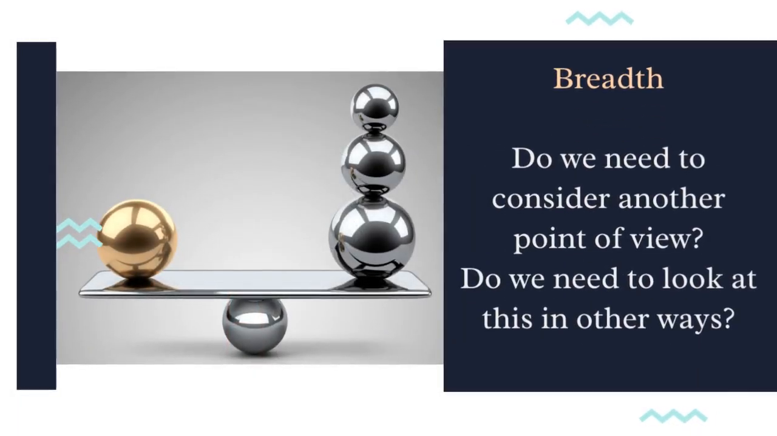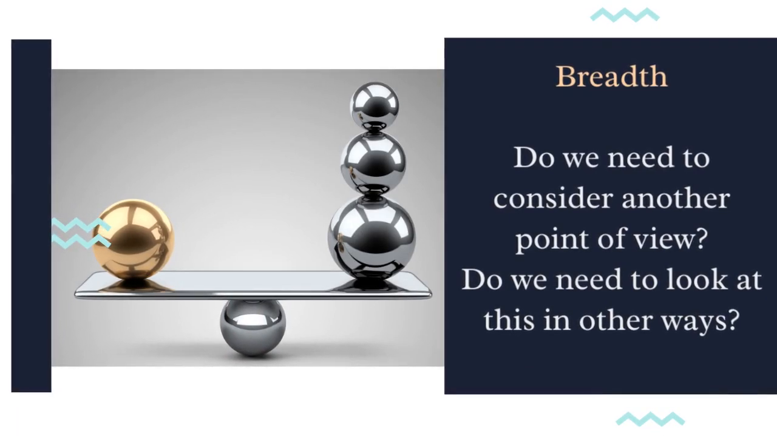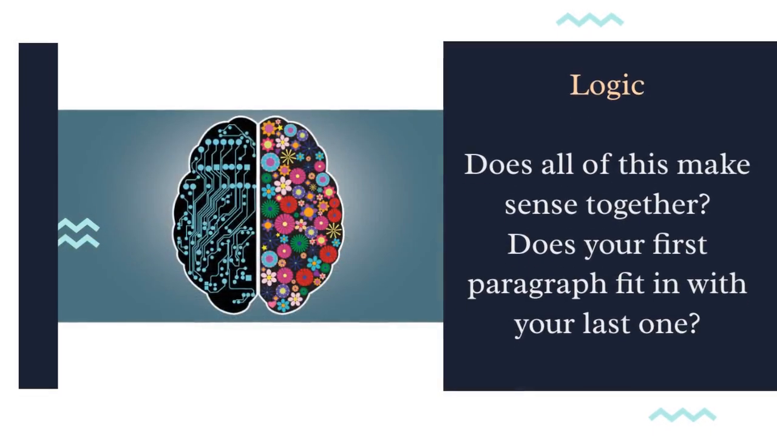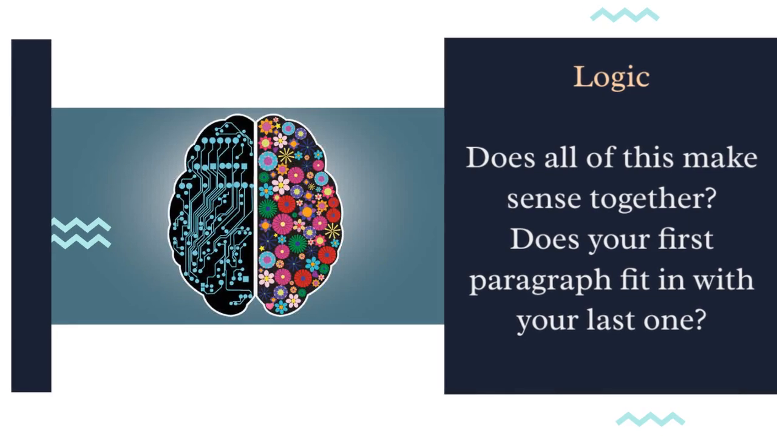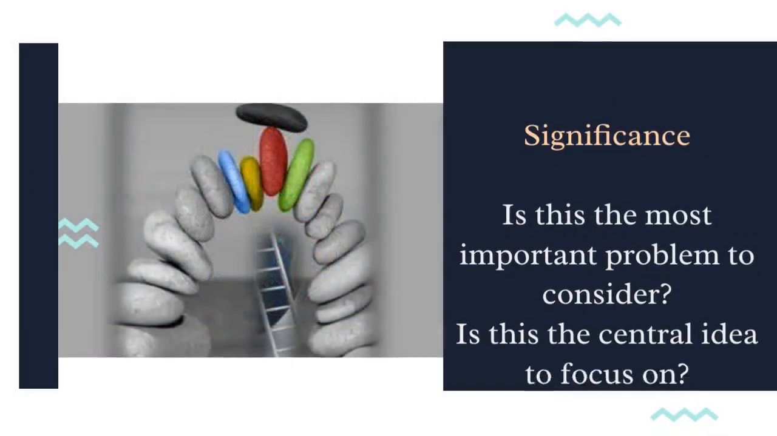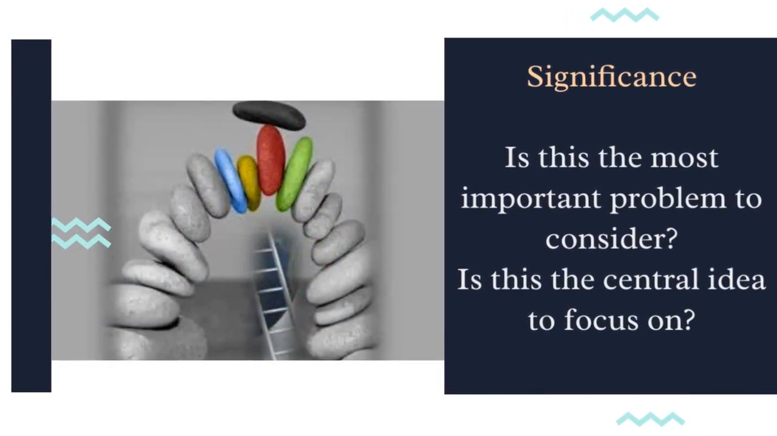To take it in breadth, we'll try to explore more: do we need to consider another point of view? Do we need to look at this in other ways? Next, we need to examine the reasoning logic by asking, does all of this make sense together? Does my first thought fit in with my last one? To measure the reasoning significance, we need to be sure that this is the most important problem to consider, and it is the central idea to focus on.